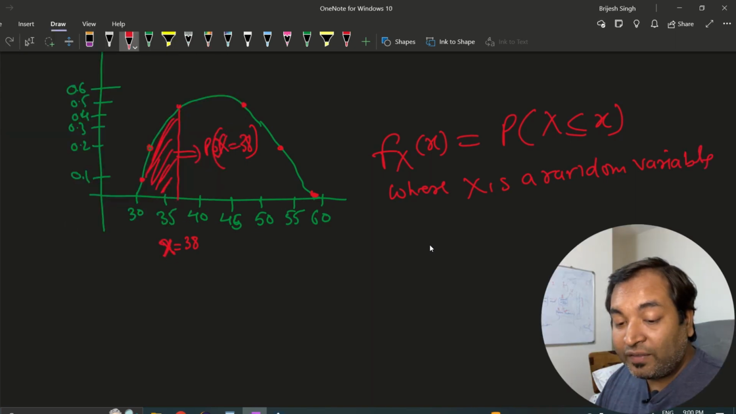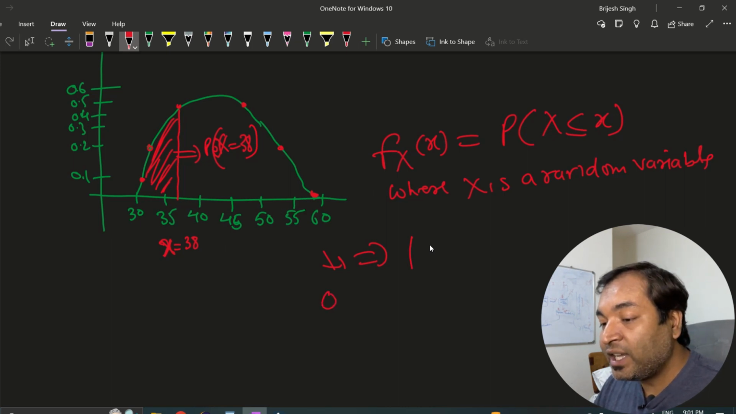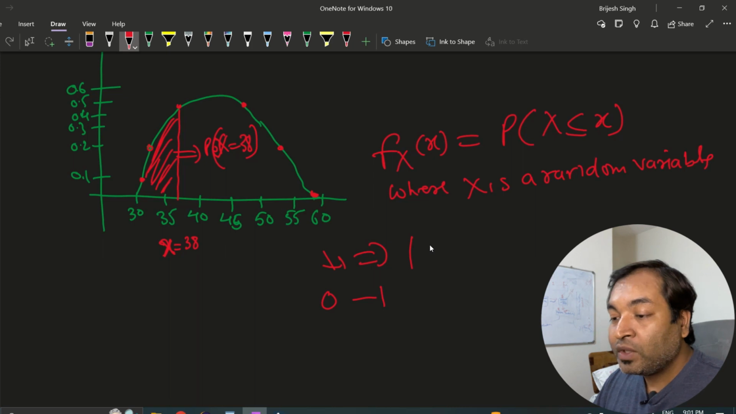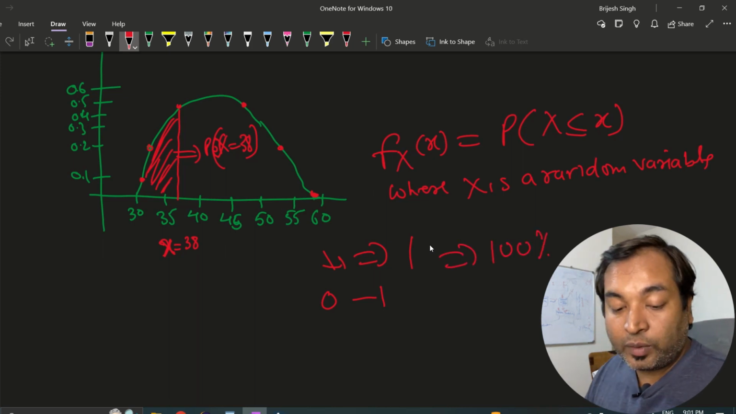As we move from left to right along this CDF curve, we are summing up the probability and getting closer to 100%. So the area from 30 to 60, what would the area be? The area would be 1, right? So the range lies between 0 and 1, and we reach 100% of that continuous probability.